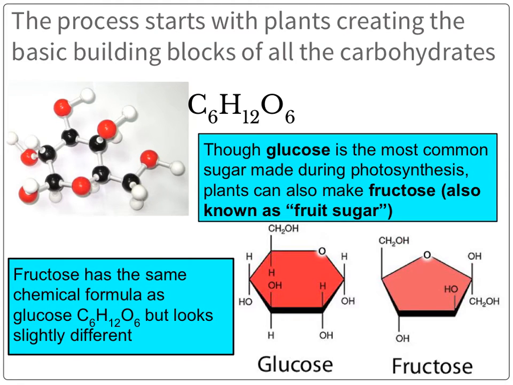Fructose is extremely similar to glucose, and the only thing that is different is how the atoms are arranged within this molecule. For example, you can see here that this is a pentagon, this is a hexagon, so the atoms are arranged differently, but they both have this chemical formula, C6H12O6. Fructose has a little bit of different properties than glucose, such as taste and that type of thing. And fructose is called fruit sugar because fructose is found in fruit. But once again, both are made during photosynthesis. Most commonly, glucose is made.